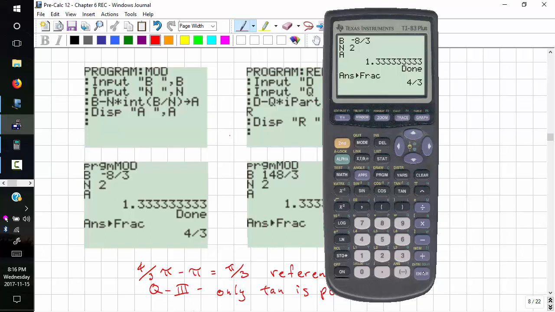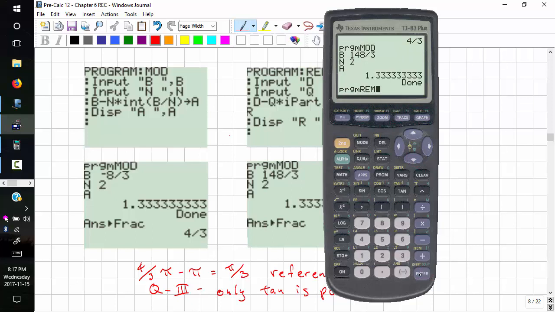Let's try this again. Program, execute mod, and now we'll enter the 148 divided by 3. And again, we're just leaving out pi for both of these, so just 2. And we get 1.33 again. And remember I said mod is different from remainder. You don't need the remainder program. I'm just using it for demonstration.